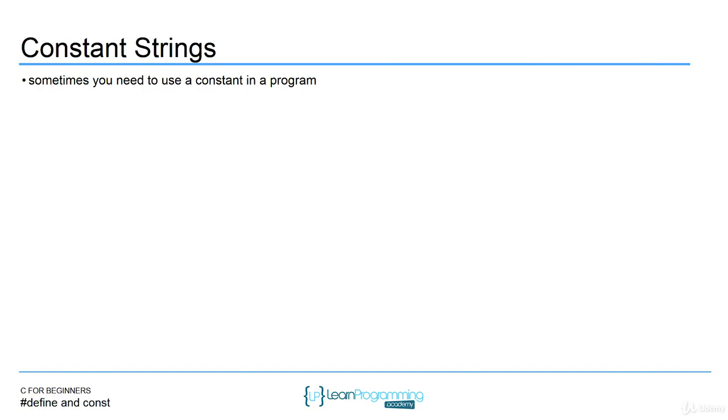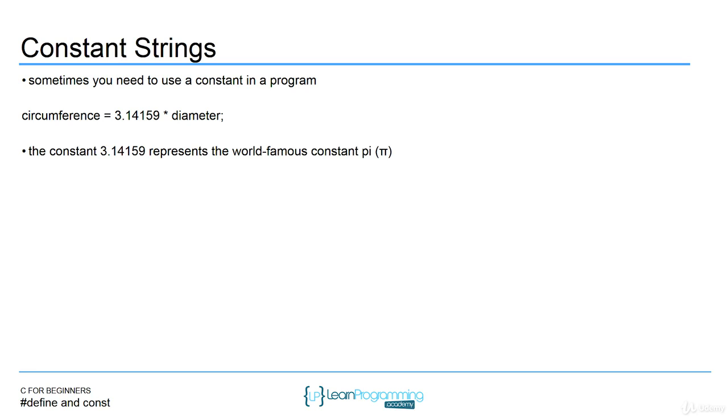So a constant is sometimes necessary in your program where you do not want the values of your variables to ever change. For example, if we were calculating a circumference, we would do 3.14159 times diameter. 3.14159 is a constant. It never changes. It represents pi. So it would be really nice if instead of using that magic number, we could use a variable and make sure that variable never changes.